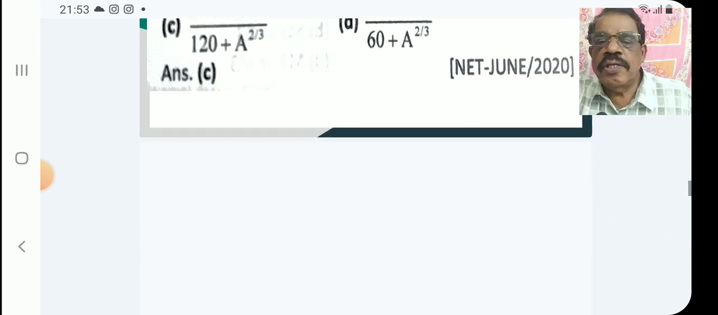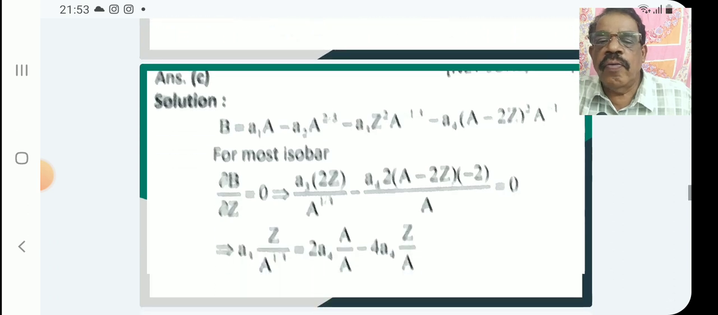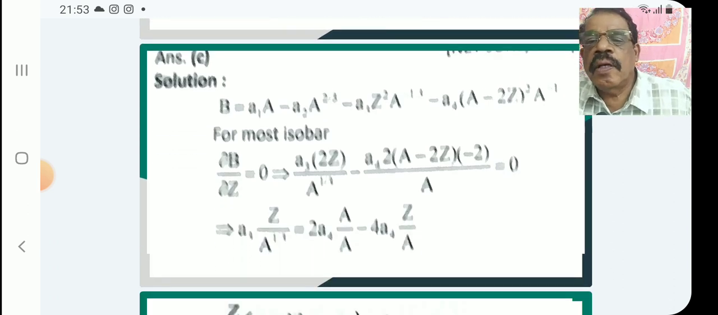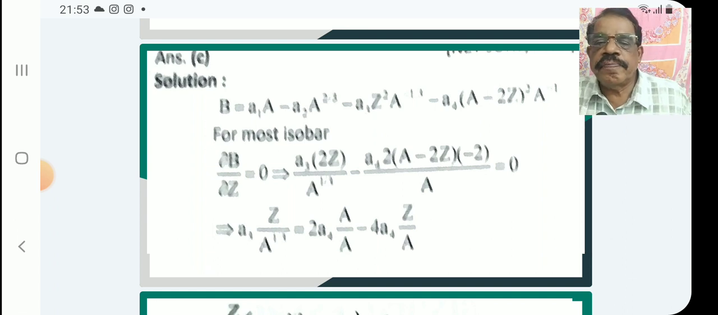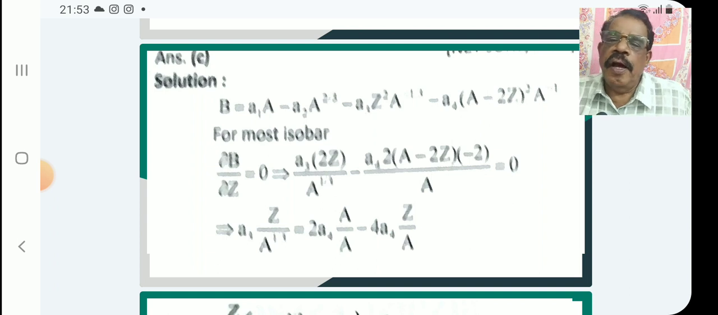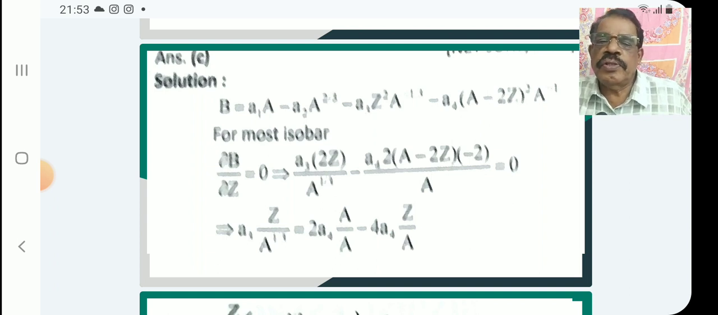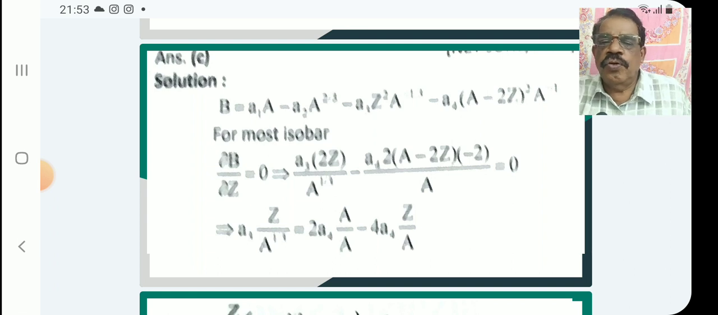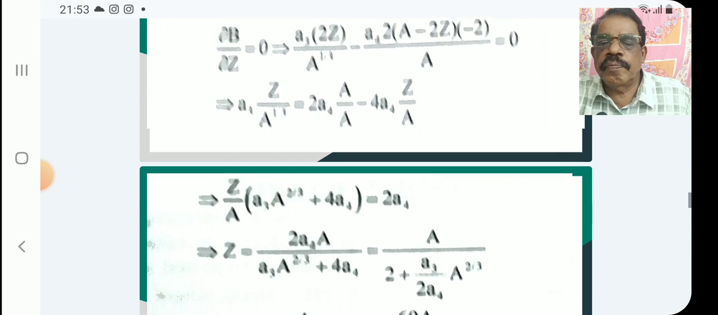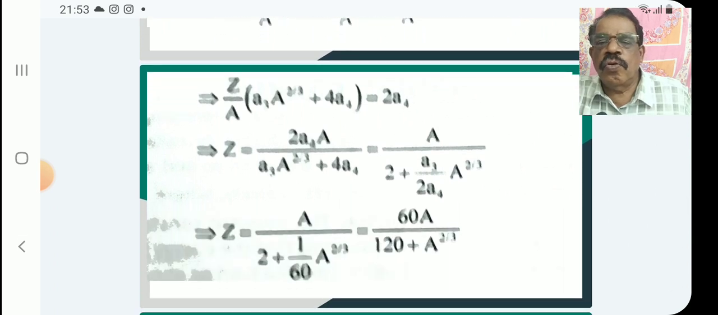And the calculation is given here. This is the sort of calculation we employ. You read it, and remember the answer by heart. Otherwise, you have to study all these calculations. We have to refer to the textbooks to obtain this formula. This is the calculation.